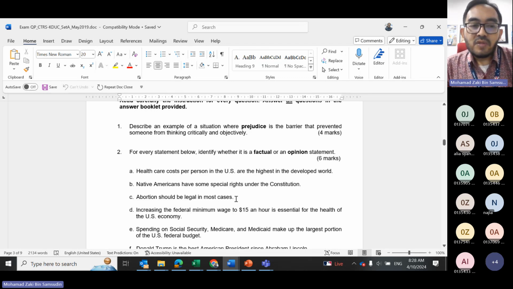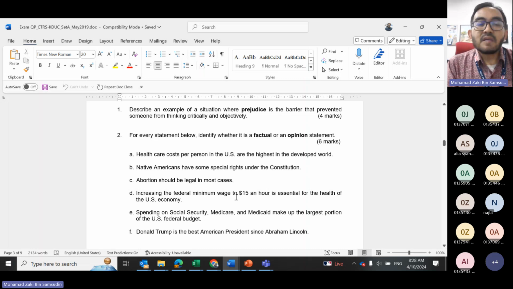Alright, so question number 2 over here. I think this is something that, saya tak ingat lah, saya ada draft soalan test kita nanti, ada something similar like this. So I think this is something nice for us to go through.